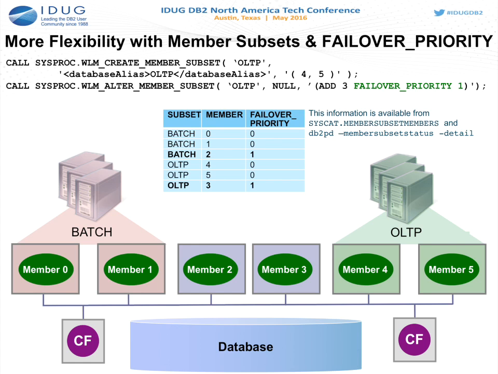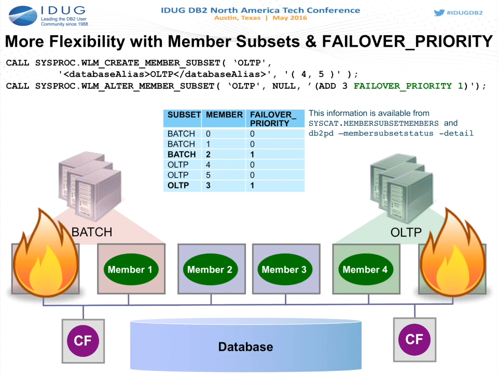And you can see also that I've added a third member with failover priority 1 to the OLTP subset, and that will be used if any of the other members that are in the OLTP subset fail. So if I've got a failure on one of those members in the OLTP and the batch subset, we'll automatically fail over to those other members that we've specified with a lower failover priority. And of course, we're going to workload balance the workload across all of the members that are currently in a subset. And you can have any number of these failover priorities up to 254.